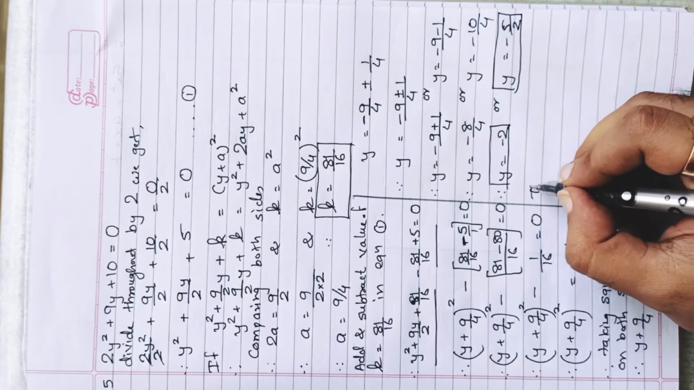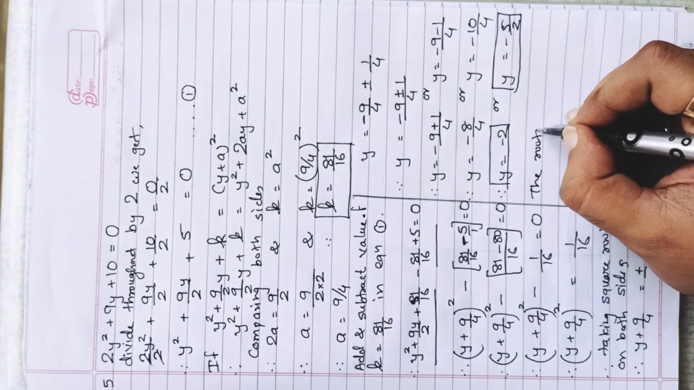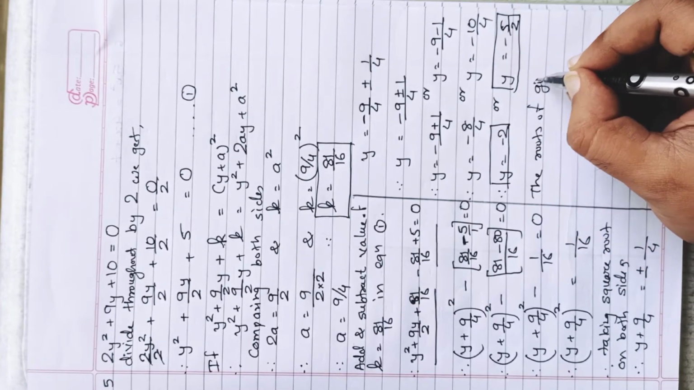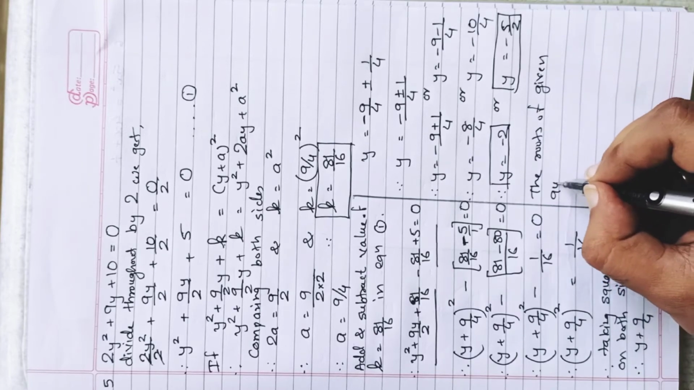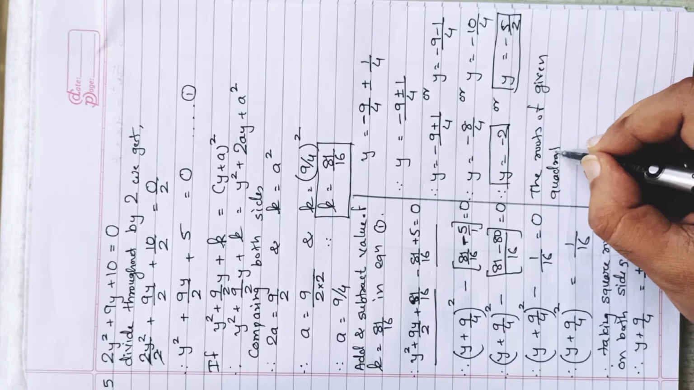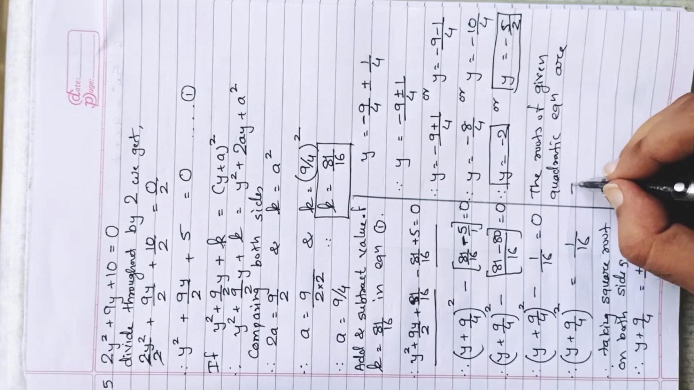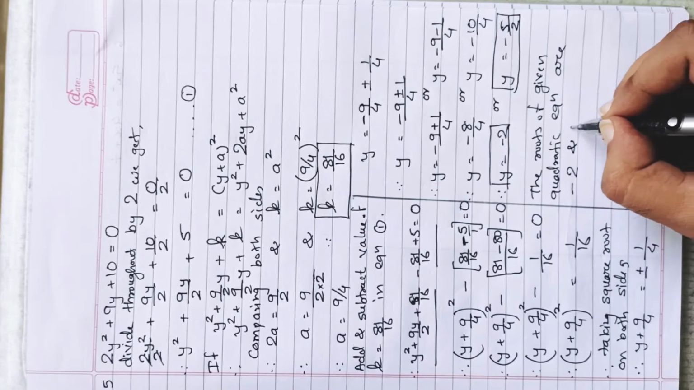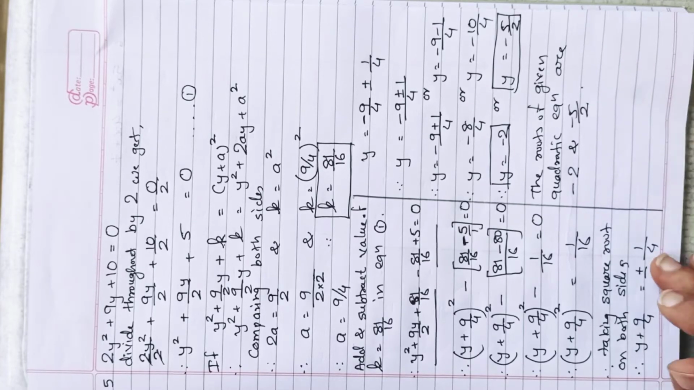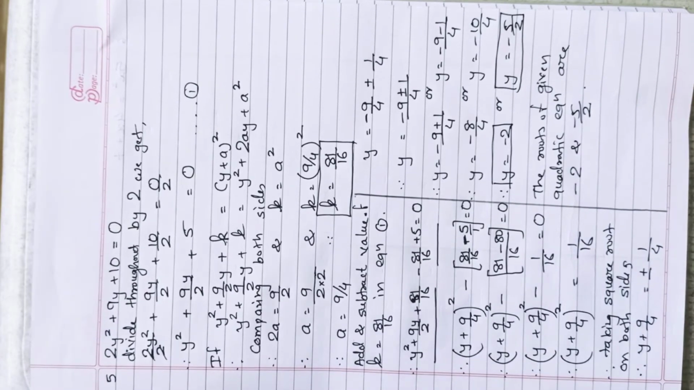Now final, the roots of given quadratic equation are minus 2 and minus 5 by 2. This is the end of sum number 5.